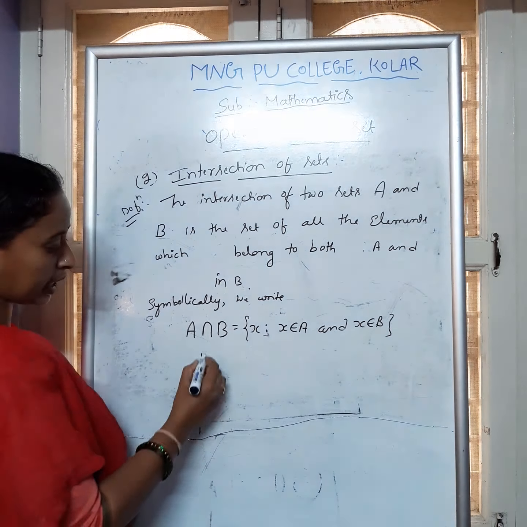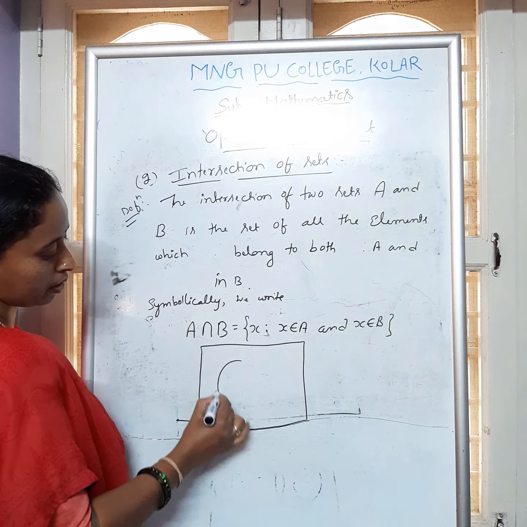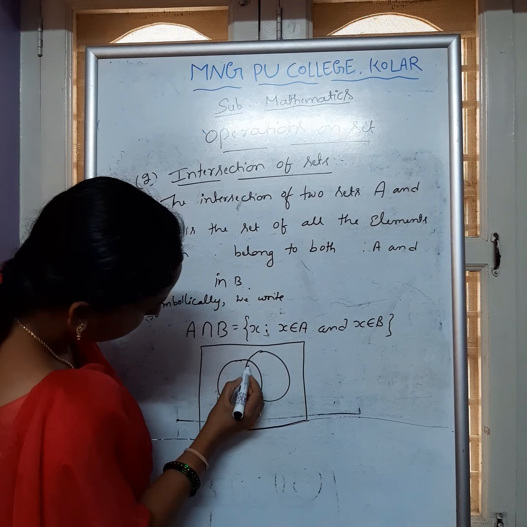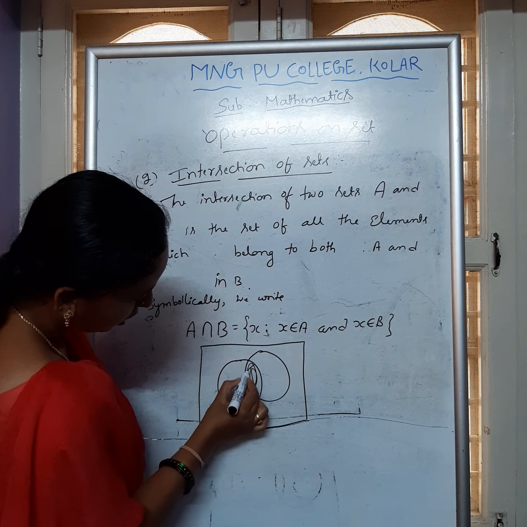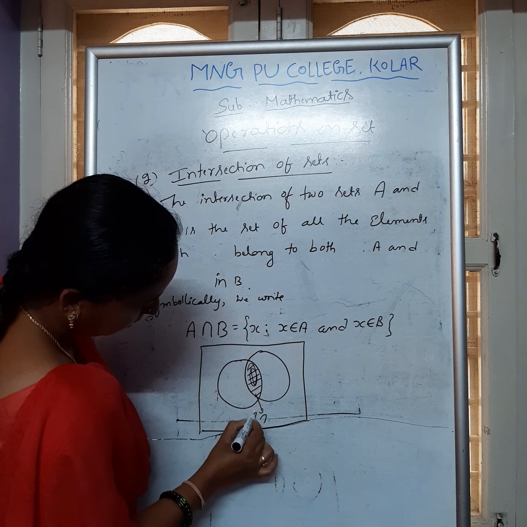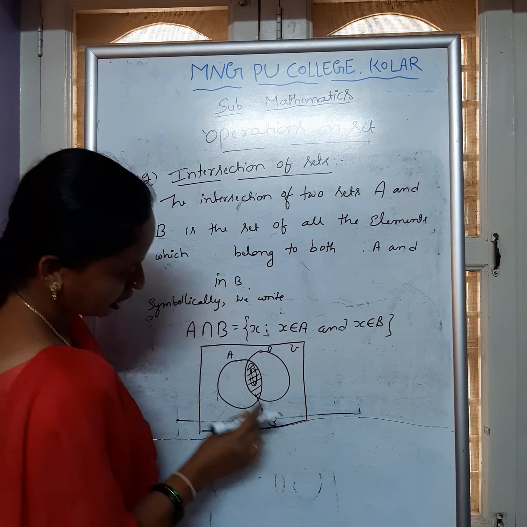And here also we take a Venn diagram for this. This is the subset of the rectangle. And what are the elements in this portion? This shows intersection. This is A, B, the universal set, and A intersection B.